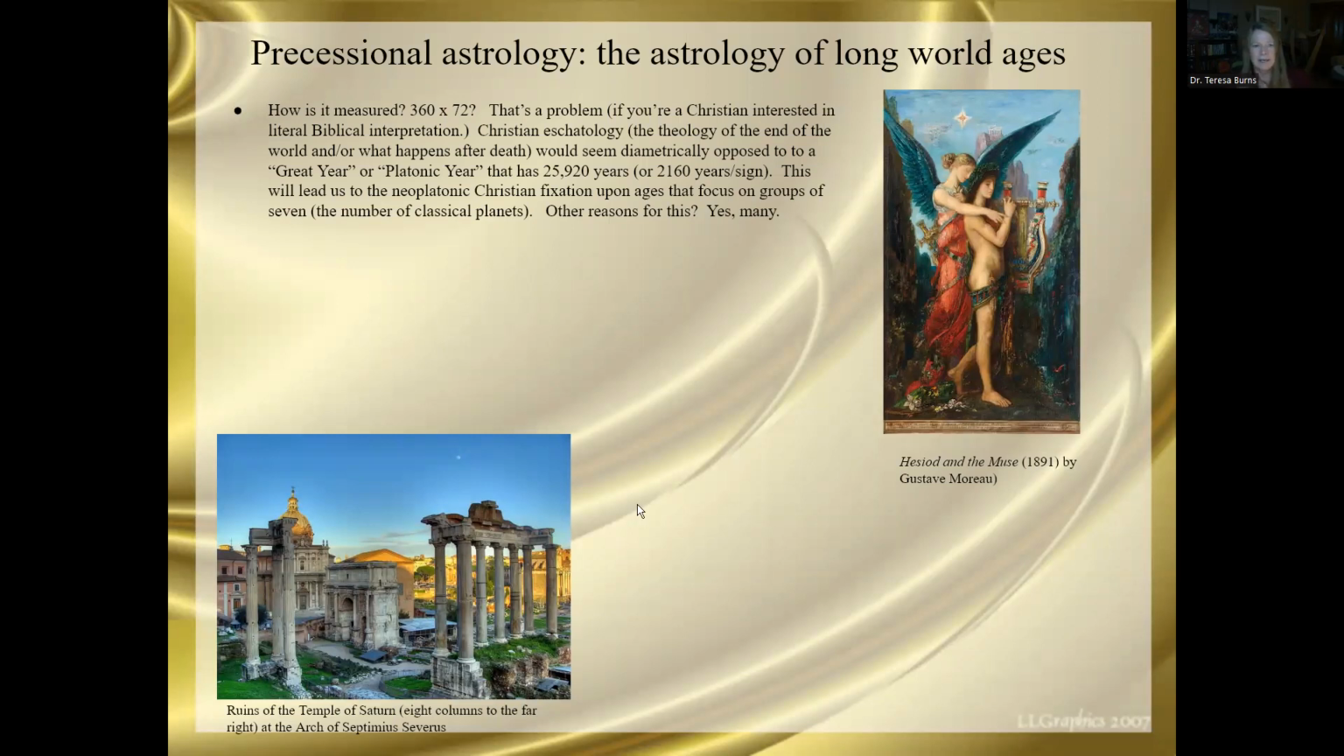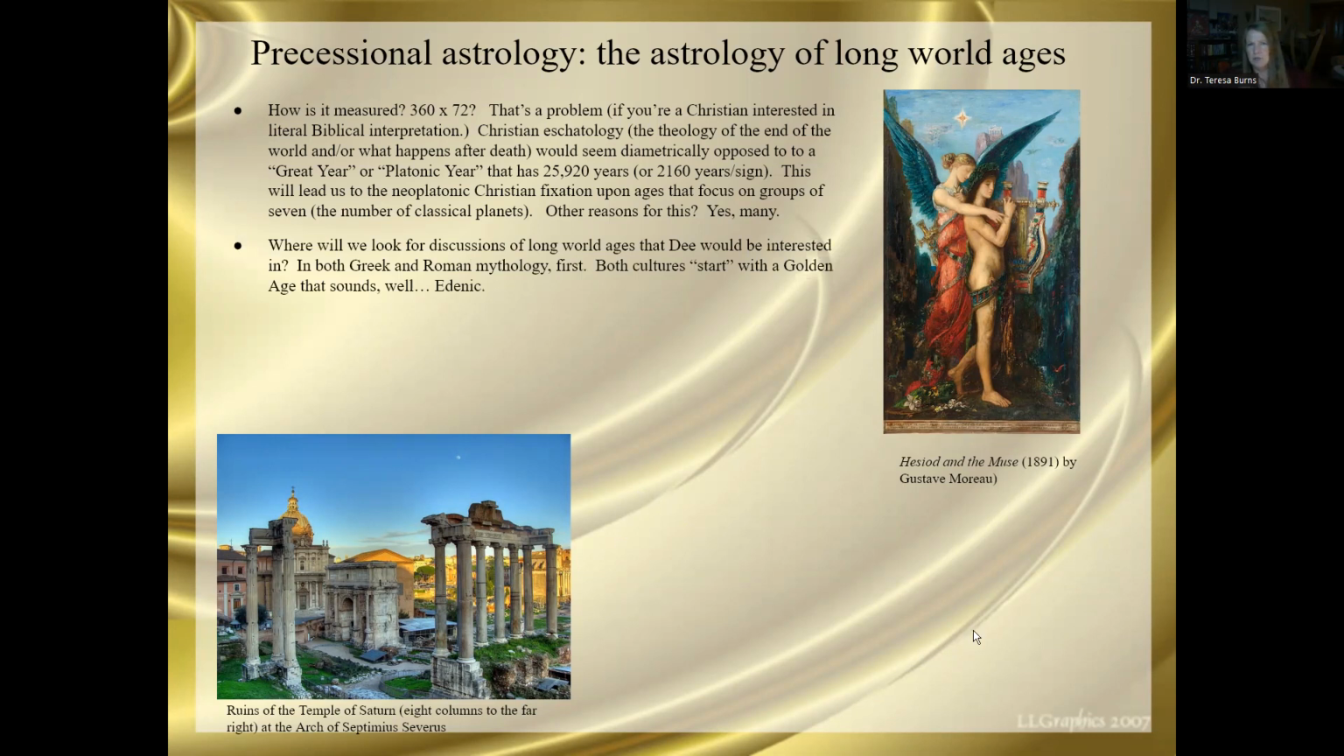So we're going to look at Neoplatonic Christian fixation upon ages that focus on 7. Partly that's because it's the number of classical planets, but there are other reasons. And the biggest reason is to get out of this bind of, gee, we know what a great Platonic world age would be, but we shouldn't have that, right?